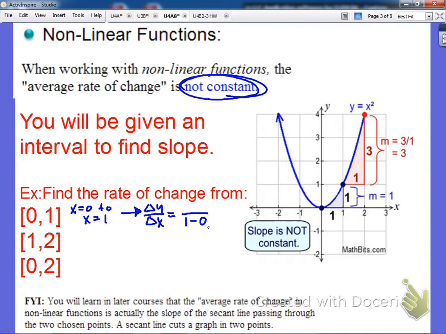Now, what is the y value when x is 1 on this parabola? What's the y value when x is equal to 1 on this graph? It's 1, right? X is 1 here, the y is 1, minus. Okay, what's the y value when x is 0? 0. Okay, so this comes out to be 1 over 1. So, what's the average rate of change from 0 to 1? It's 1. Box that in. That's the average rate of change.